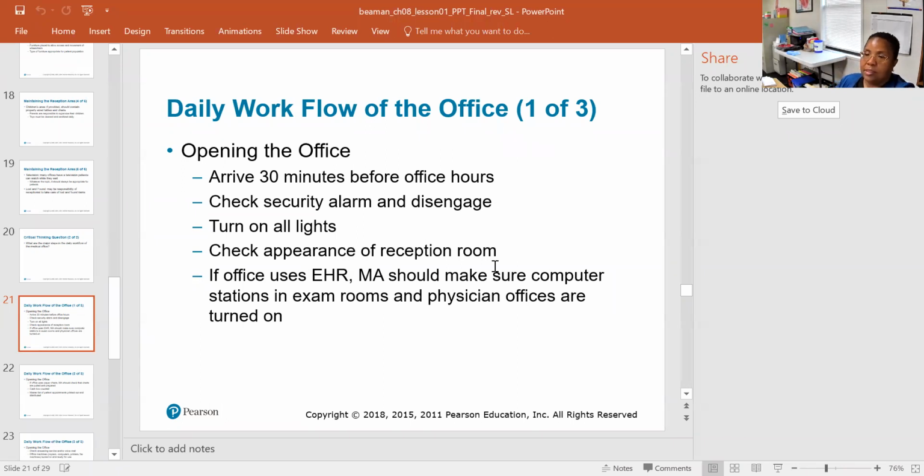I had one medical assistant at one time tell me, well, that's not my job. That's part of your duties. That's part of you being a medical assistant, because a lot of times you will be the first one there. If the office uses EHR, the MA should make sure the computer stations in exam rooms and physicians' rooms are turned on. That will be your job.